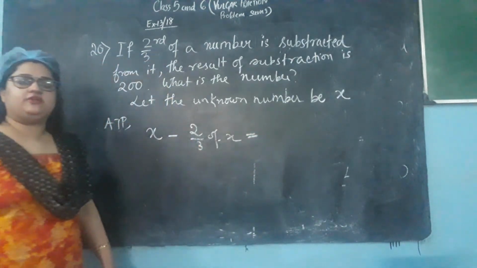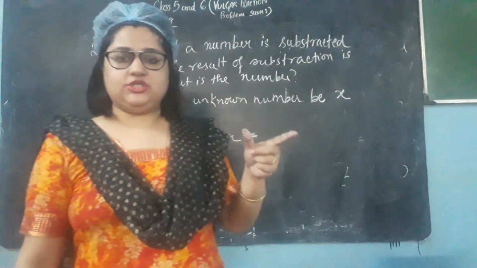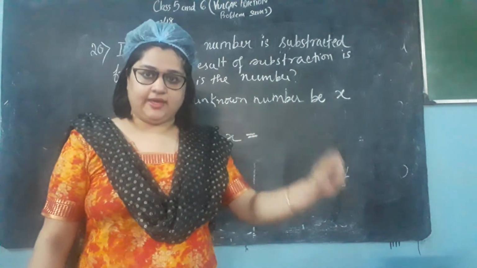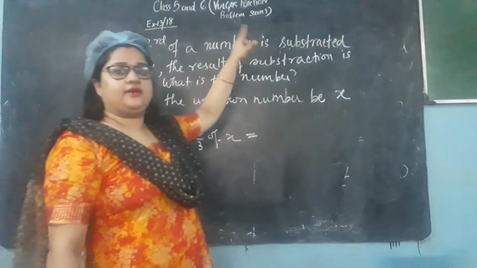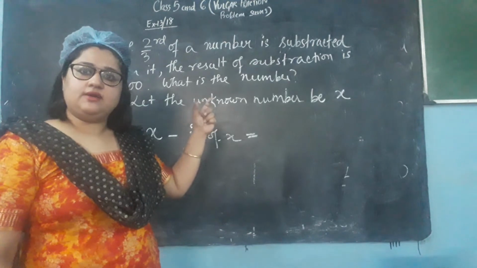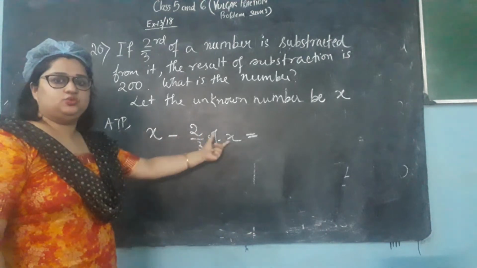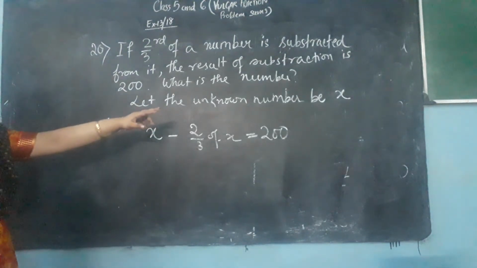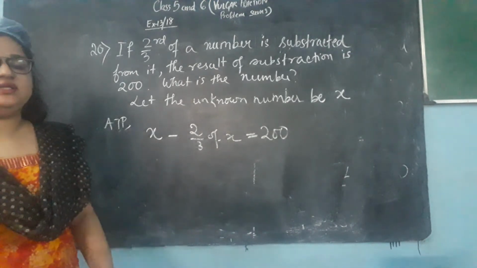In case of subtraction we write the greater number first. So if I say subtract 2 from 5, which is greater? Which is written after from. So when we write, we do 5 minus 2. Similarly, when it is given 2/3 of a number subtracted from it, from it means from the number. So that part is bigger, so it should come first. So the unknown number is x minus 2/3 of x, and the result gives you 200. What is the number? You have to find out. So when you solve this equation, you will get the unknown x. That is only the number.